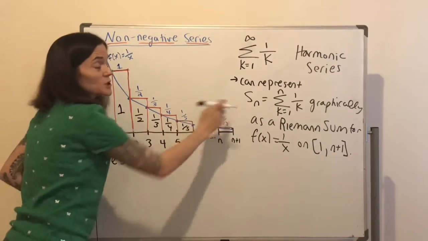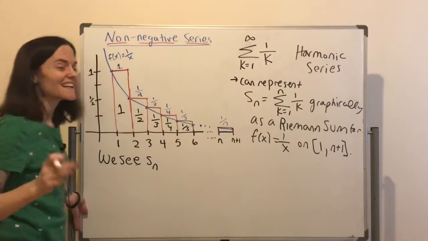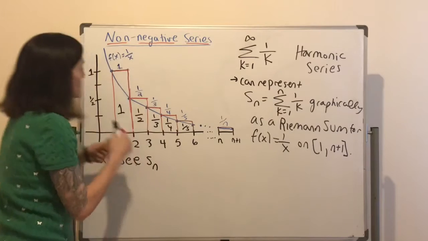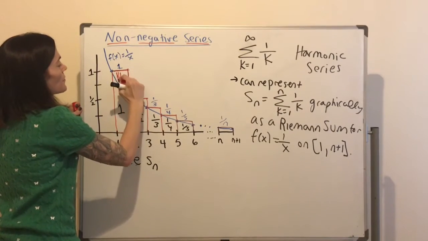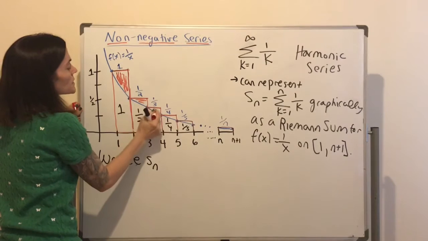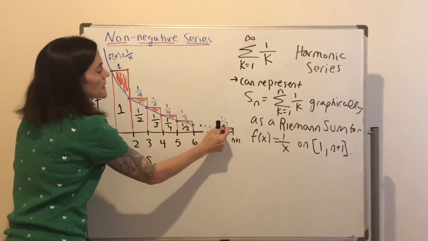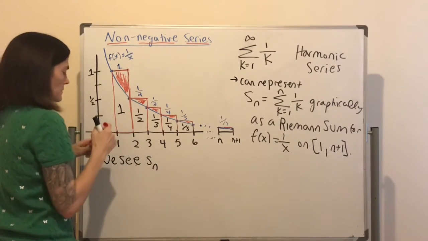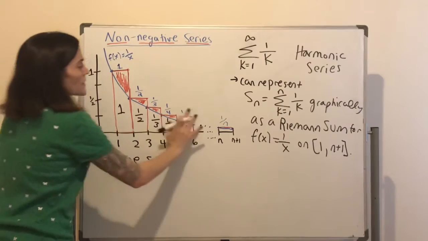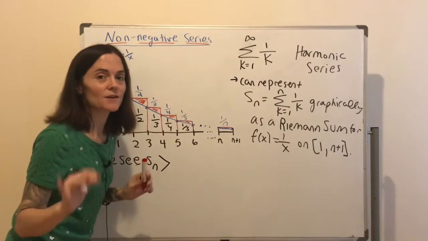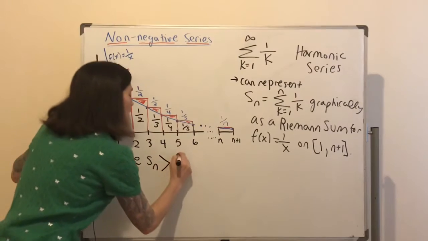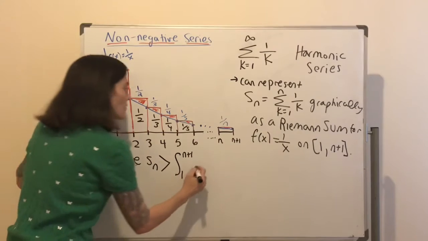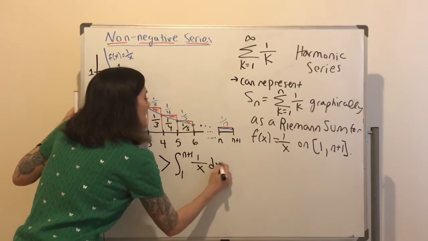We see that Sn, now I'm referring to my partial sum, Sn, is just adding up these numbers. Well, look, all of this is above the function, above the function, above the function, right? This left Riemann sum is definitely bigger than, well, the area under here is more than the actual area under the curve. So Sn is greater than the integral from 1 to n plus 1 of 1 over x dx.